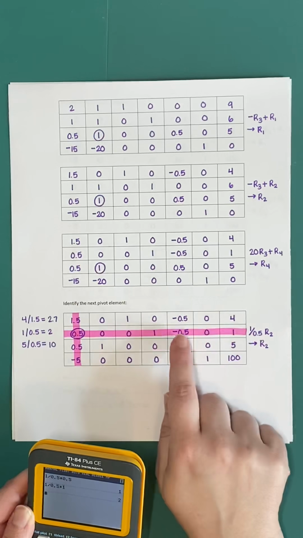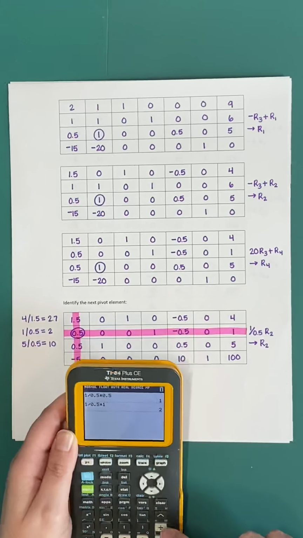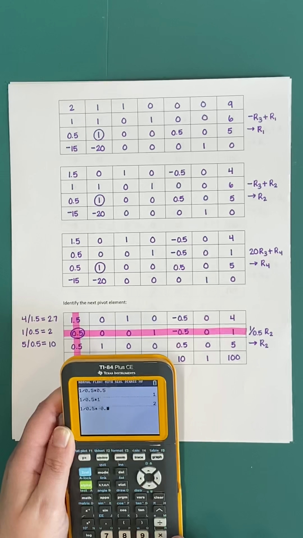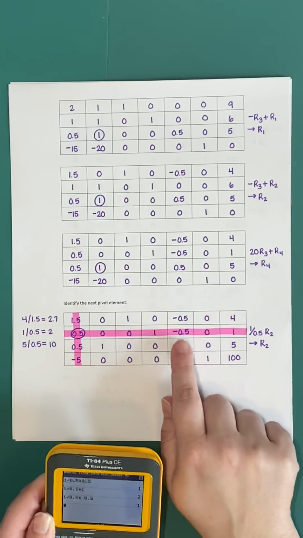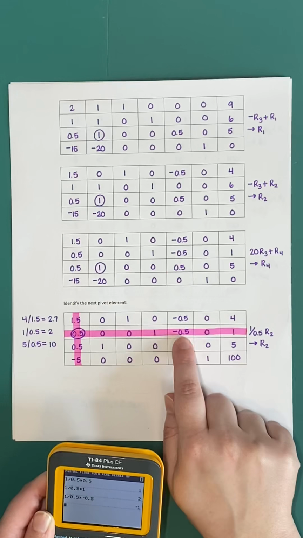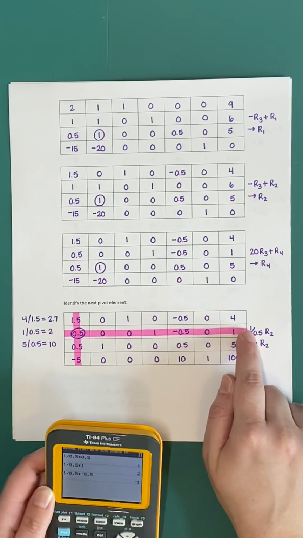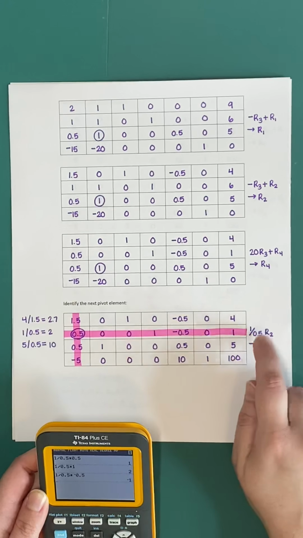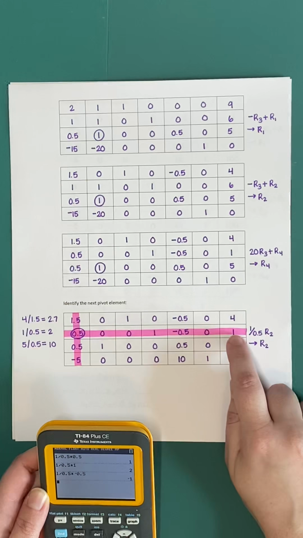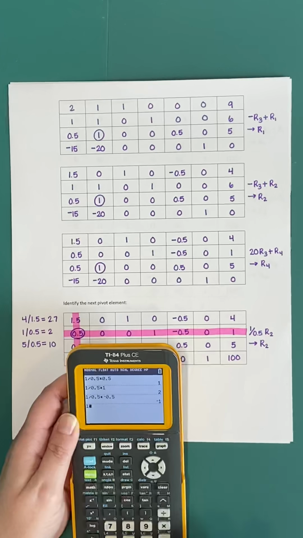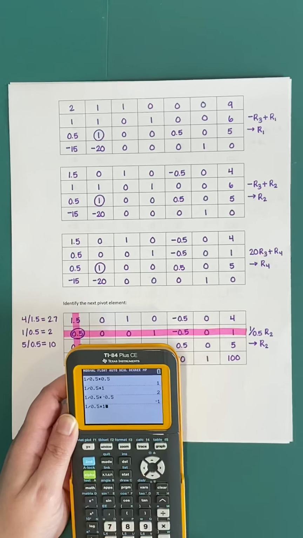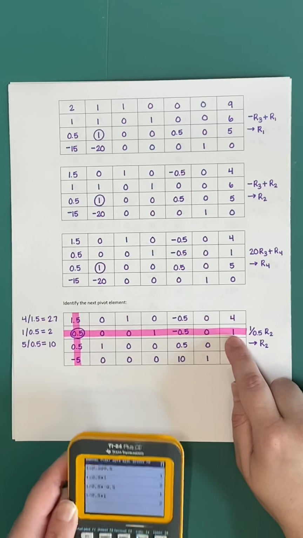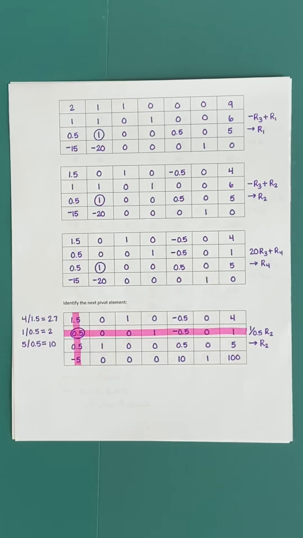1 divided by 0.5 times negative 0.5 is going to be negative 1. So this element will convert to a negative 1. 1 divided by 0.5 times 0 is 0. And then 1 divided by 0.5 times 1. Technically, we already did this one above. That's going to convert to a 2. So let's flip over and let's see what that looks like.